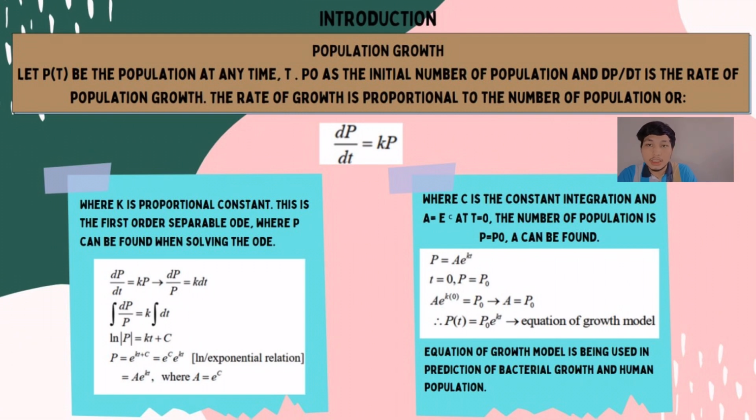This is a first order separable ODE, where P can be found when solving the ODE. ODE is the ordinary differential equation. So next, where C is the constant of integration, and A equals e^C at t equals 0, the number of population is P equal to P0. The growth model equation can be used in the prediction of bacterial growth and human population.